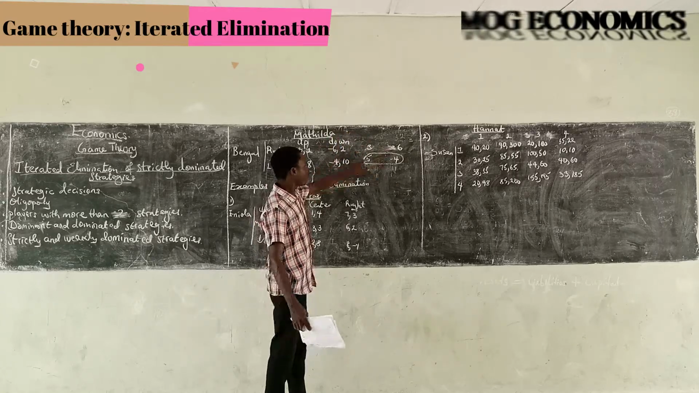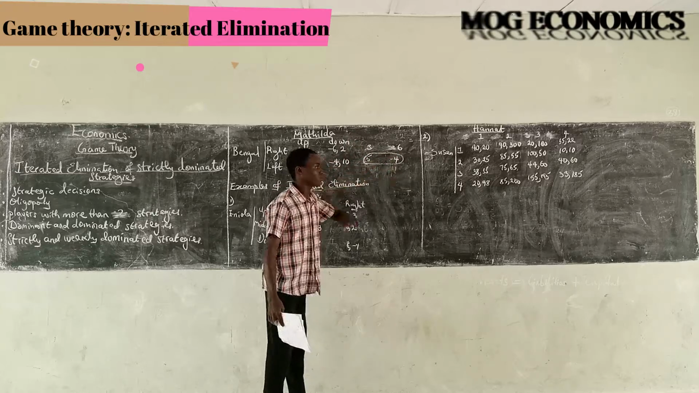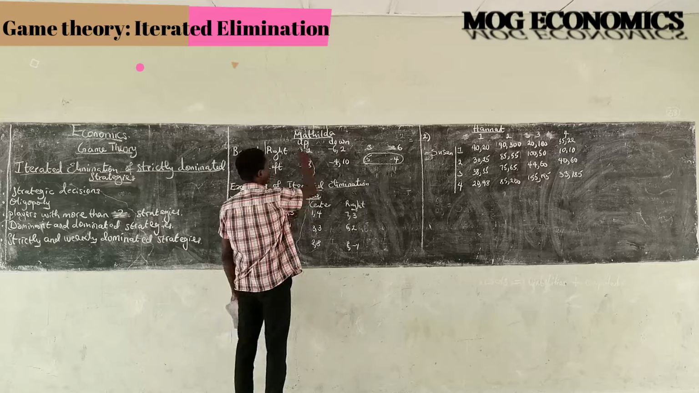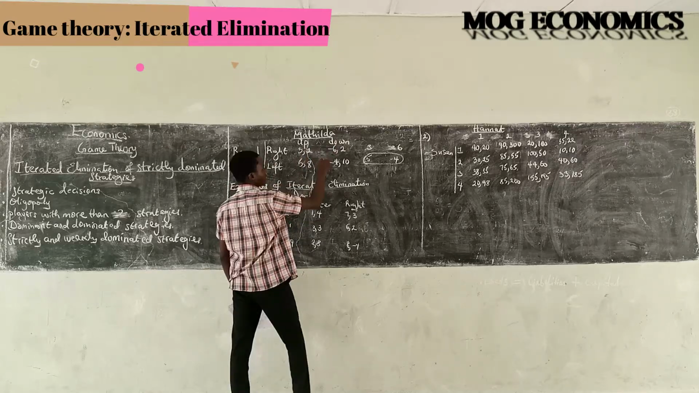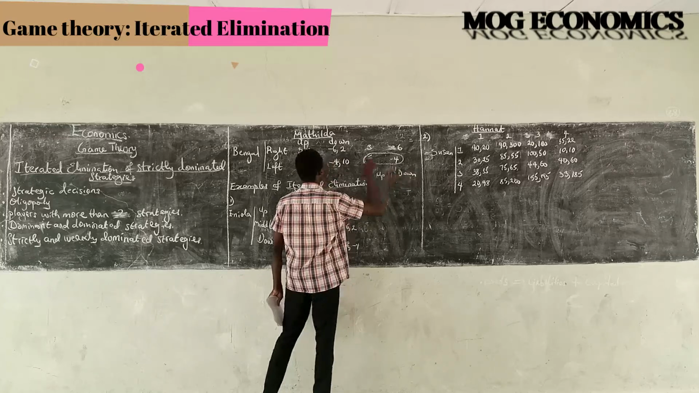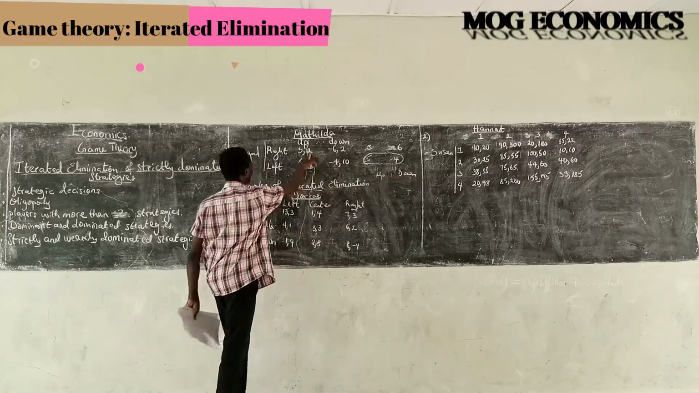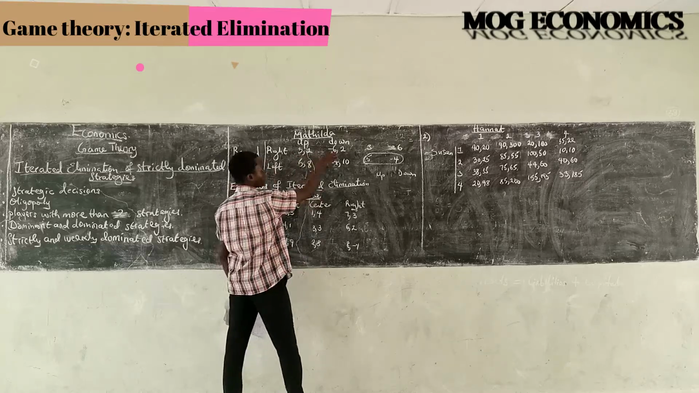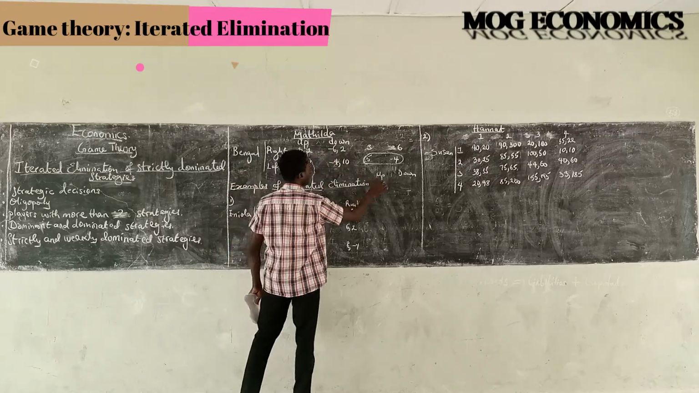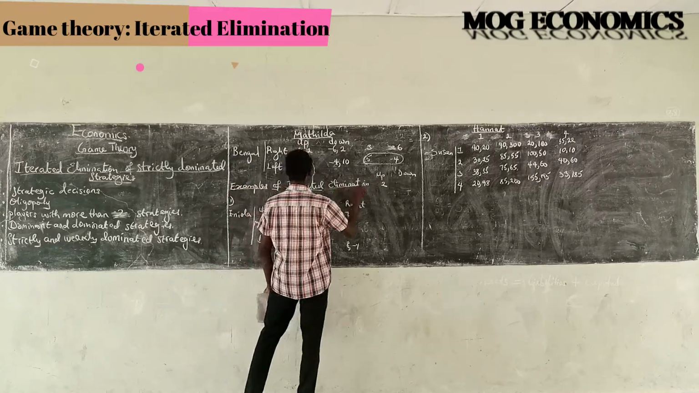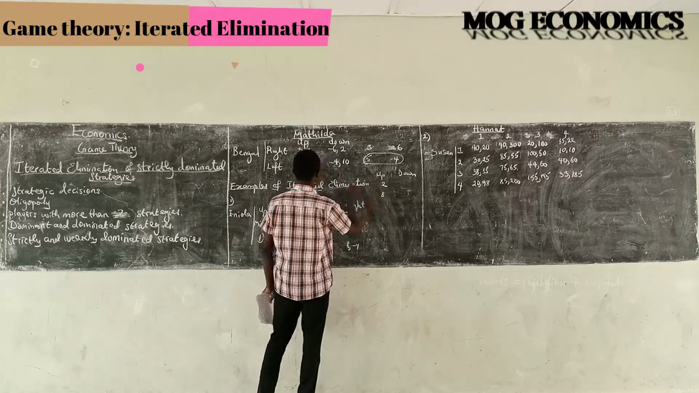5 is better than 3, and -4 is better than -6. So that's it. Now, how about Matilda? These are Matilda's strategies, up and down. If Matilda goes up while Bengal goes right, Matilda's payoff is 2. If Matilda goes up and Bengal goes left, Matilda's payoff is 8.